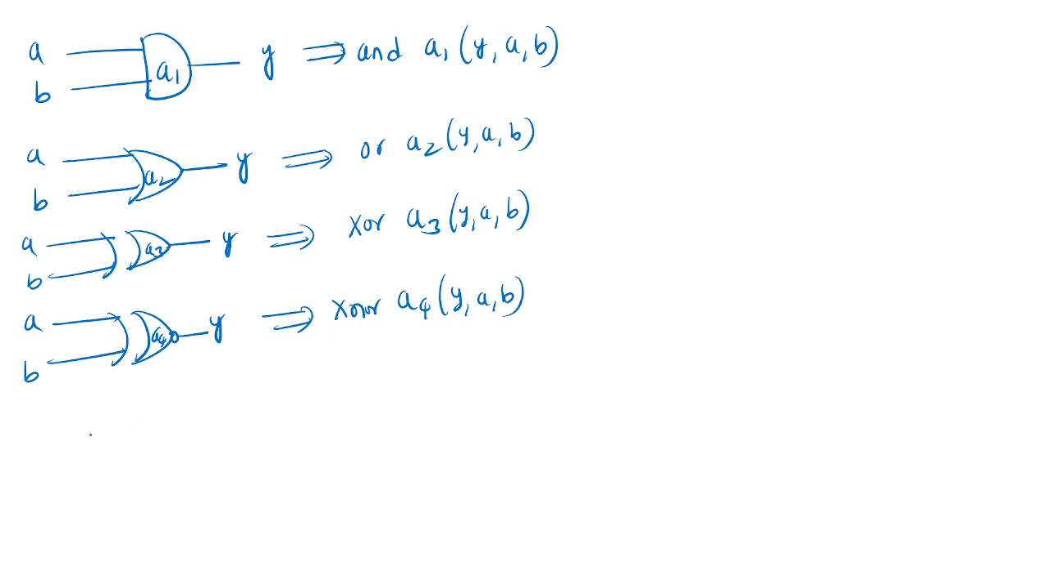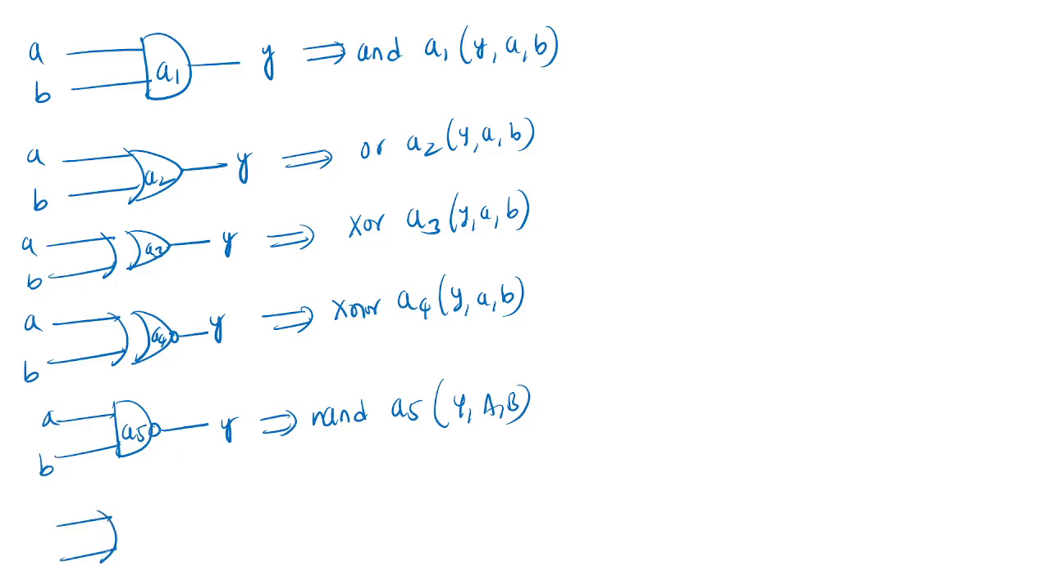And next, the NAND gate with A, B and output Y. You are using the gate level primitive NAND, followed by the gate level instance. Let us take the gate level instance as A5. So output Y comma A comma B. Output followed by input. Similarly, the NOR gate with A, B and output Y, and NOR followed by A6 Y comma A comma B.